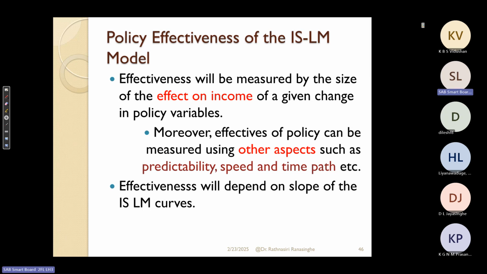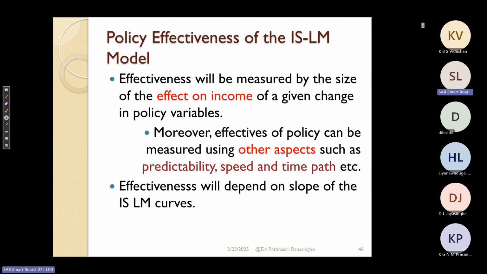So if it is delayed or time-consuming, such policies may not be effective, right? Likewise, there are other aspects we can look at, but basically, when you talk about policy effectiveness in our analysis, we look at the impact of such policies on income. Now we have an understanding of the slope of the IS curve and the LM curve, and we identify different factors that go to the slope of the IS-LM curve.